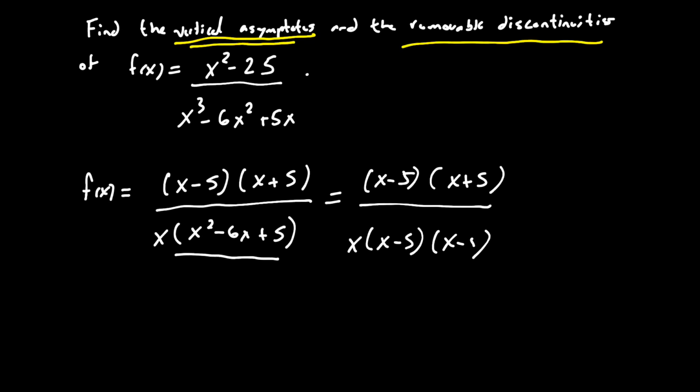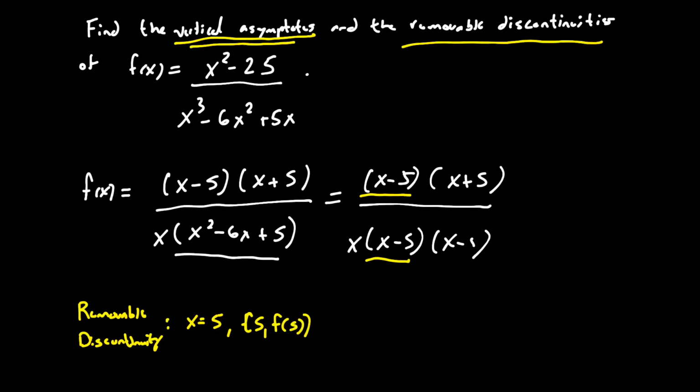Now, since we have a common term x minus 5 on bottom and an x minus 5 on top, this means we're going to have a removable discontinuity at x is equal to 5. And the corresponding point then would be 5 comma f evaluated at 5. Plugging 5 into our equation, you should get out that this is going to be equal to the point 5 comma 0.